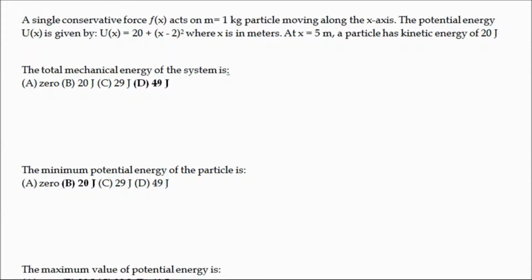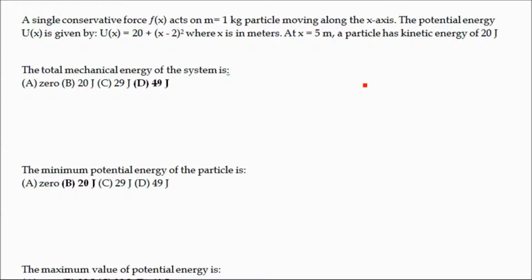And this is a problem of the comprehension type. A single conservative force Fx acts on a mass m equal to 1 kg particle moving along the x-axis. The potential energy U(x) is given by U(x) is equal to 20 plus (x minus 2) raised to the power 2, where x is in meters. At x is equal to 5 meters, the particle has kinetic energy equal to 20 joule. So you have to calculate the various quantities based on the information given.